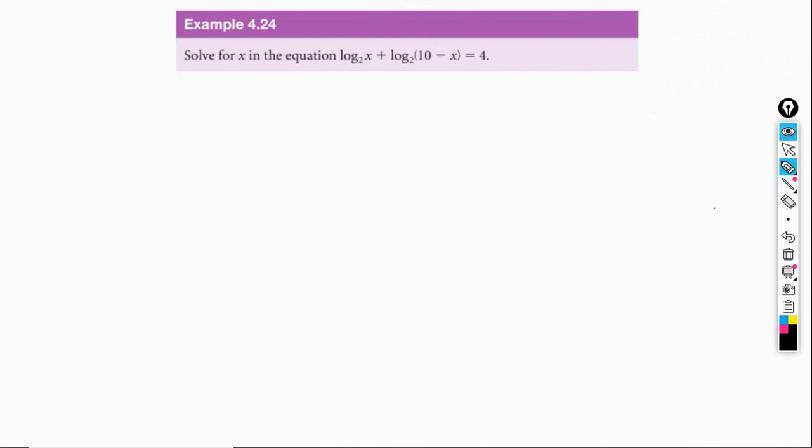So now let's take a look at example 4.24, and it says solve for x in the equation log base 2 of x plus log base 2 of 10 minus x is equal to 4. Notice that here we have two separate logarithms, and we know that we can turn the sum of two logarithms into a logarithm of the multiplication of what they have inside, so to speak. So we can rewrite this as log base 2 of x times 10 minus x is equal to 4.